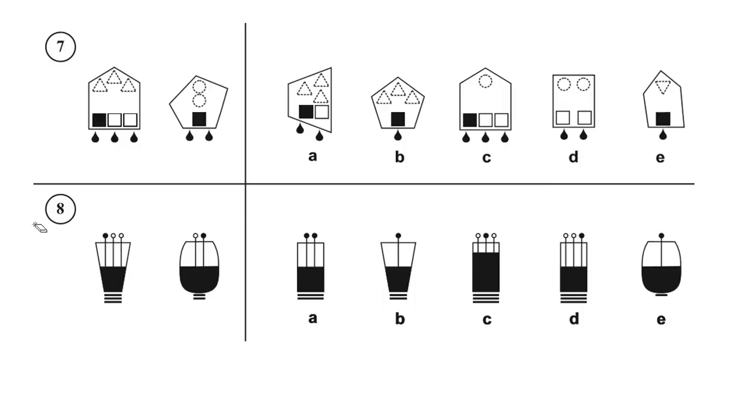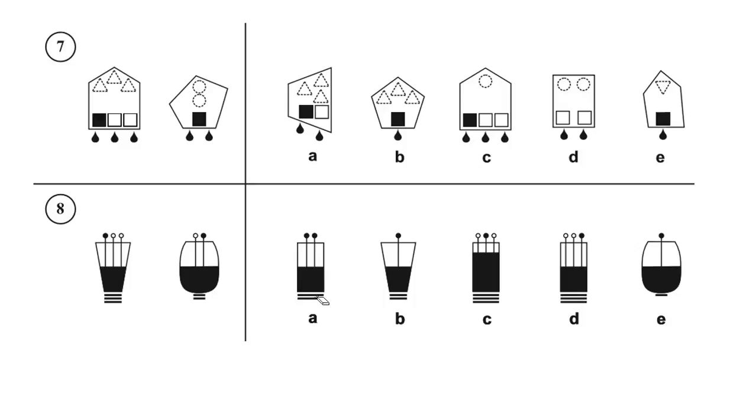Now let's look at question 8. With these two wine glasses, they look like wine glasses here. I can see that I've got 1, 2, 3 lines at the bottom. On this one, I've got 1 and 2. Here, these 2 lines here. But I can also see that if I look at this, I've got 1, 2, 3 dots. So 3 dots there with 3 lines. And 2 dots there with 2 lines.